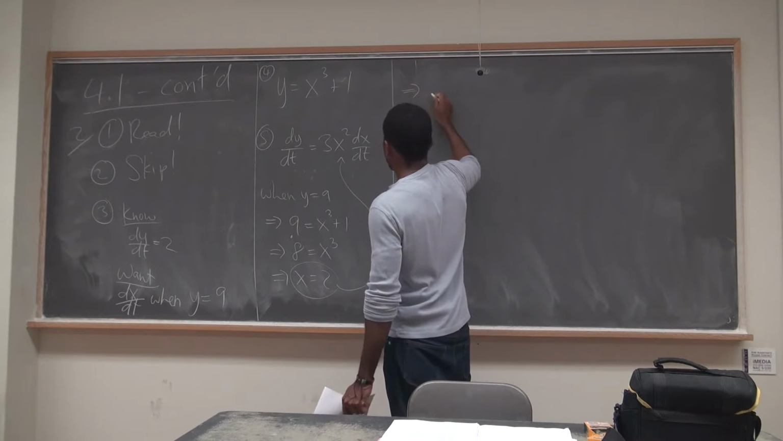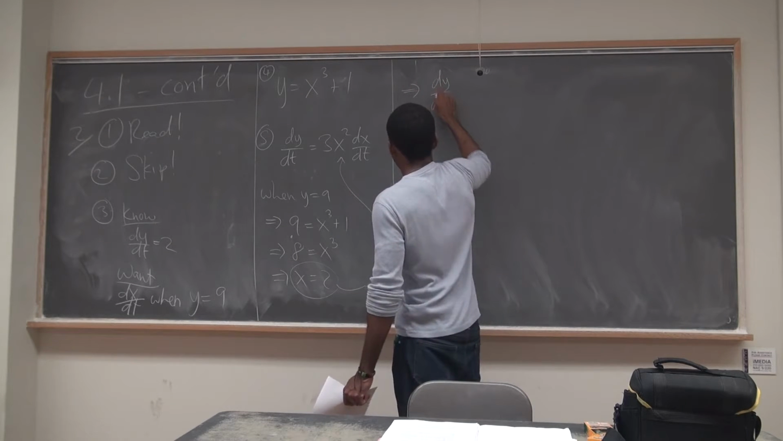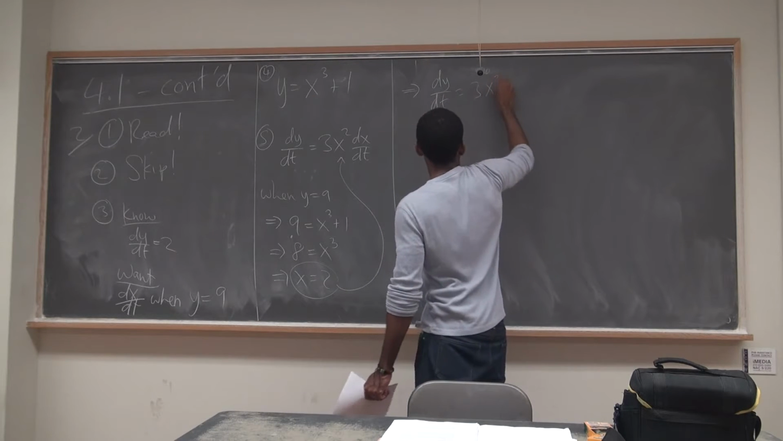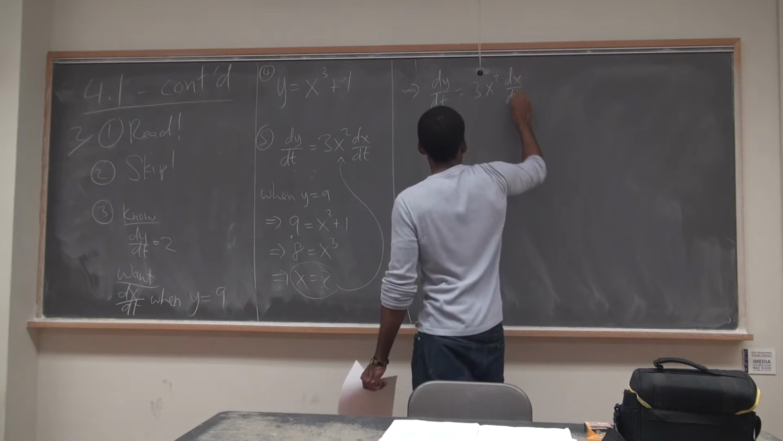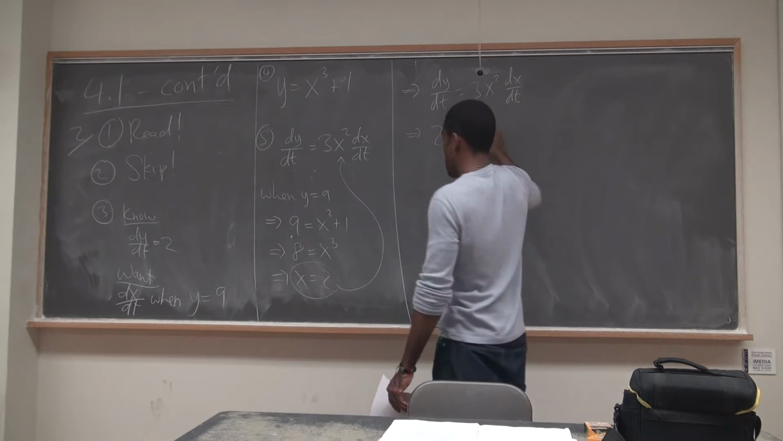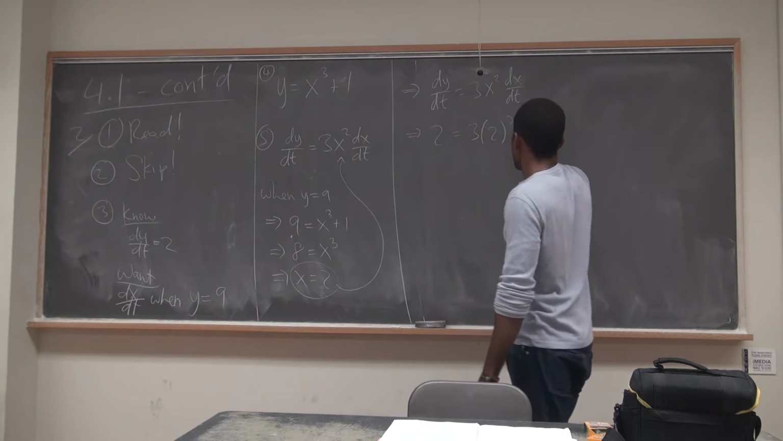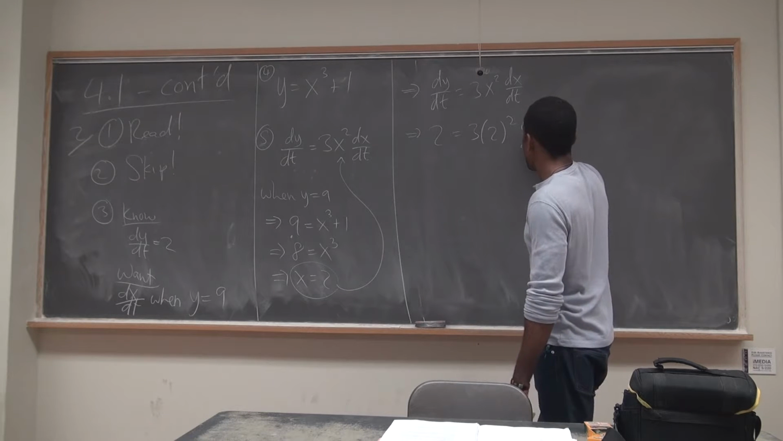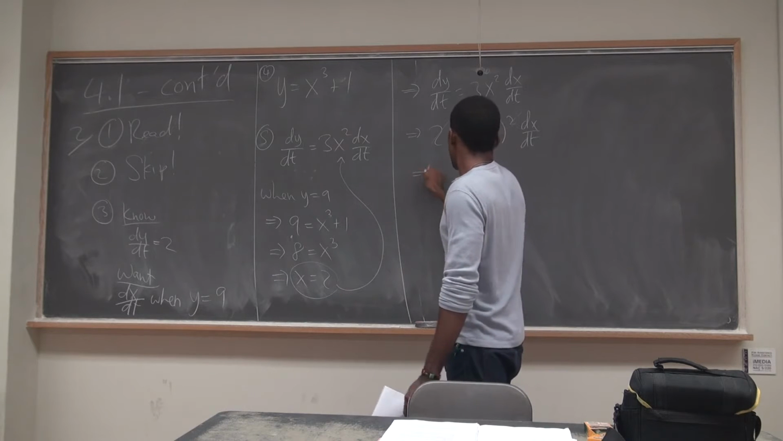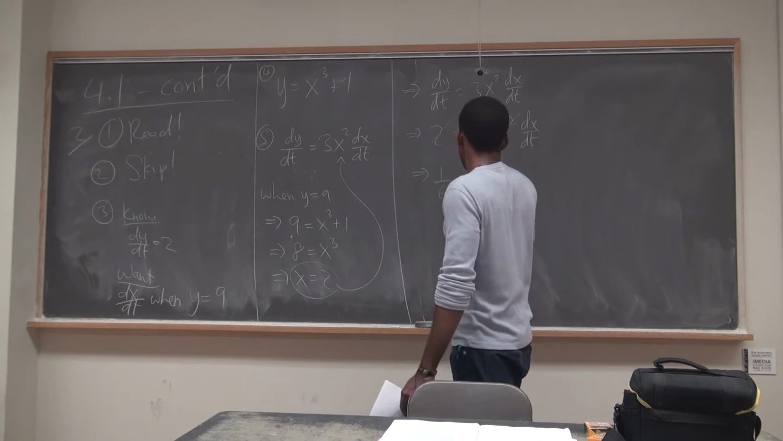This means dy/dt equals 3x squared dx/dt. I know dy/dt is 2, my x I know is also 2, and dx/dt is what I want to solve for. I can divide both sides by 12, which means that I have 1/6 is dx/dt.